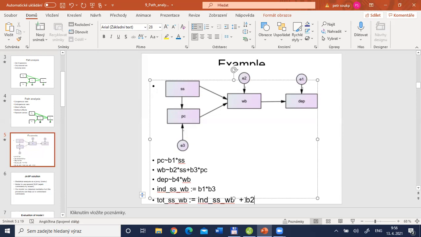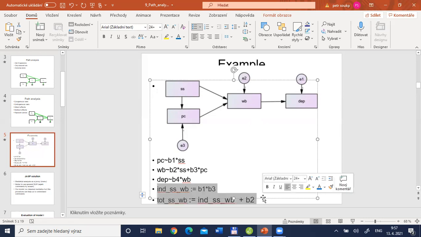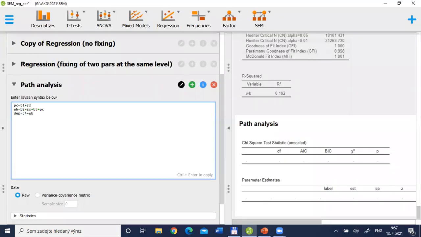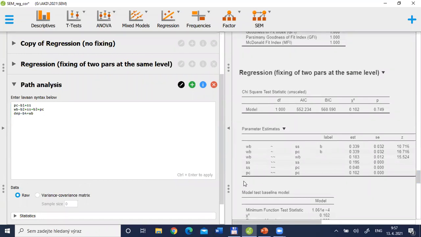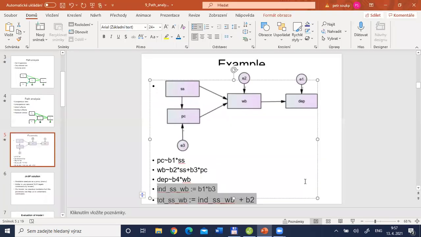So this is only one example of indirect effect and one example of total effect. And if I add these two equations or assignments, let's call it maybe, it means that I would get into output, so into classical parameter estimates table, like this one, two more rows with these results of indirect and total effects. Once again, there is more than one indirect effect, there is more than one total effect here for this analysis, but this is only an example, so I can take it as it is. It is enough for us to understand.